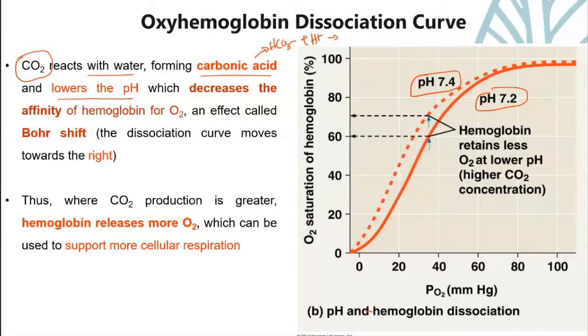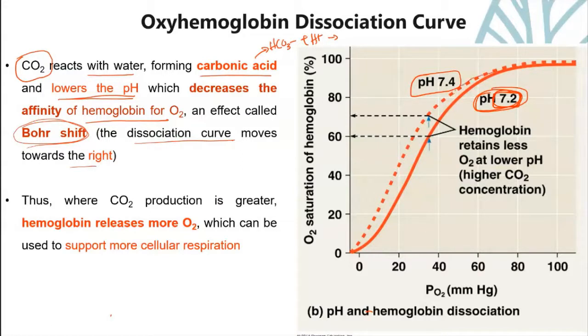Sikit je perubahan dia, tapi that is not at the homeostatic set point tu kan. So dia bukan dalam pada set point. So 7.4, this drop in pH causes the hemoglobin to have a decrease in the affinity for oxygen. Lower pH causes hemoglobin to release more oxygen, and the oxygen will be released kan. So this is what we call the Bohr shift. The curve moves to the right.